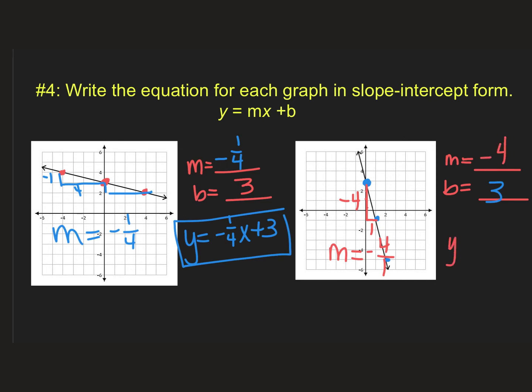So these equations are very much like each other. We want you aware of what a 1/4 looks like compared to a 4. So that is a negative 4x. This was going down 4 over 1, so it's negative 4 over 1. The difference in the other one is going down 1 over 4.